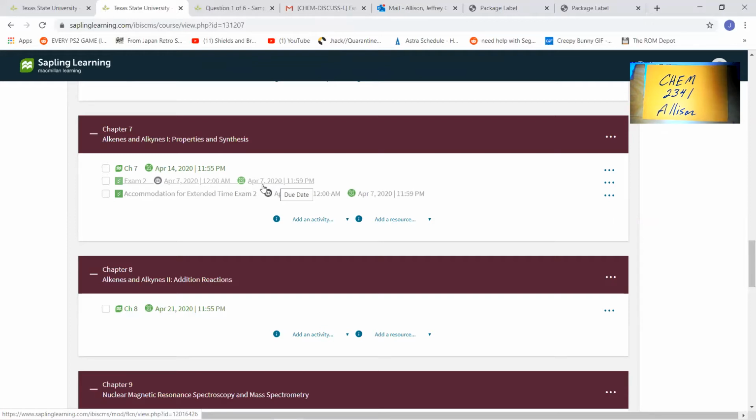If, however, you have accommodations, then you will see there is going to be a second link. Everybody's going to see both links. There's no way for me to just have some people see one and not the other. So everybody's going to have both. But if you have an accommodation, make sure that you click on the accommodation link here, which will give you an extra hour to take the test. It will be available at the same time periods, though, okay, as well.